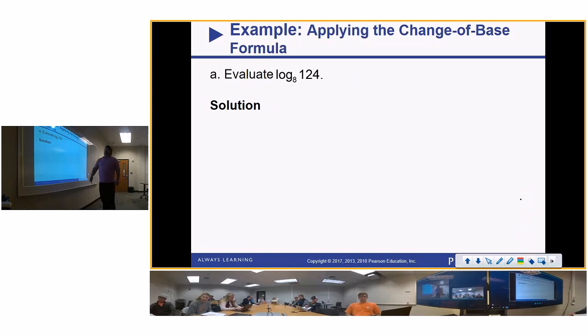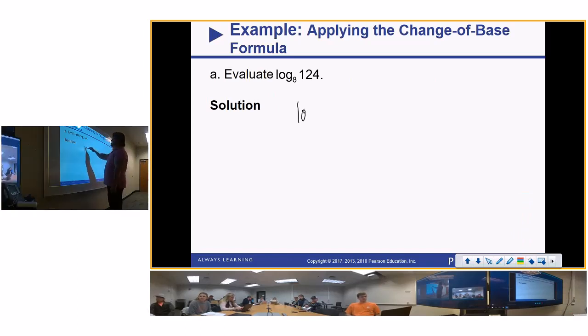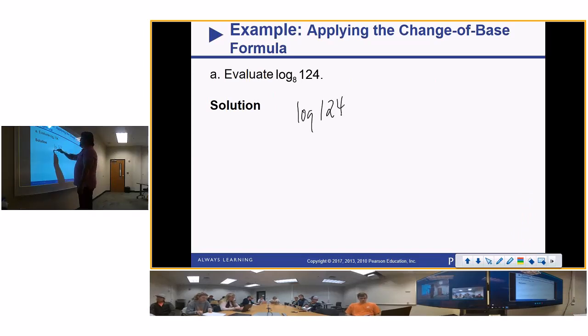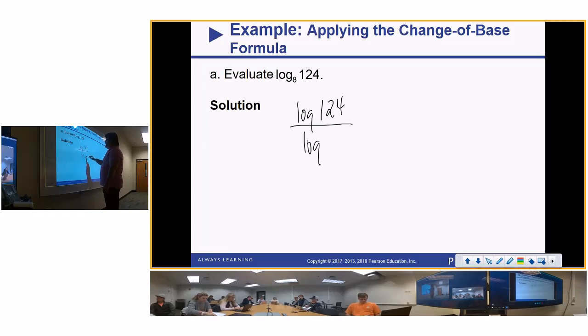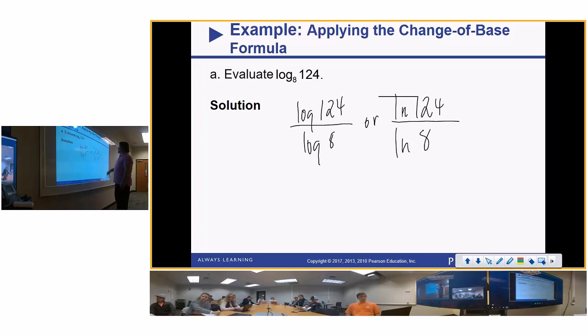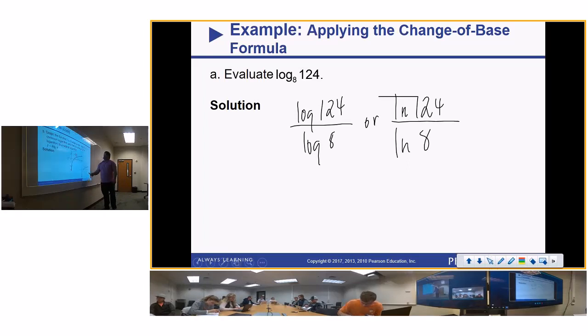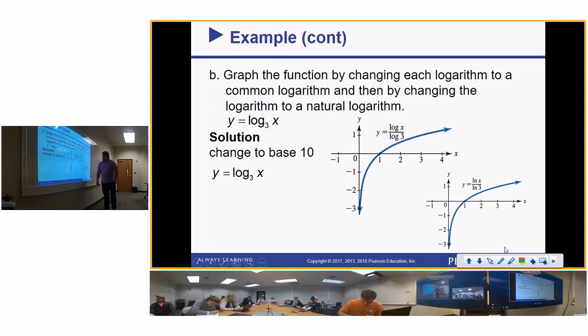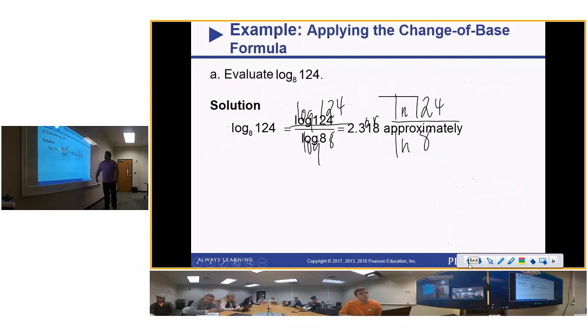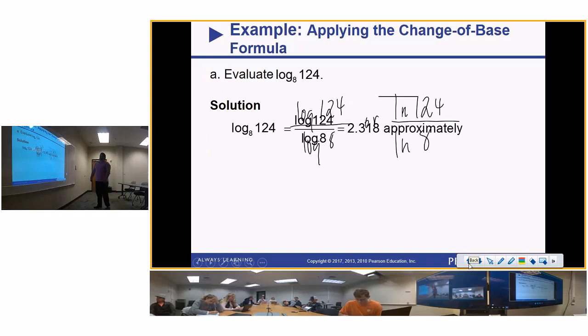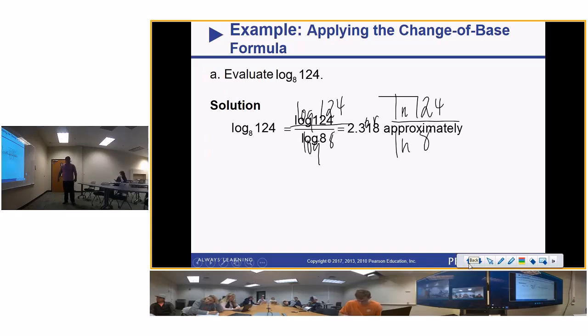Log base 8 of 124. So that's log of 124 over log of 8, or natural log of 124 over natural log of 8. And both of those will give you the same answer, which is 2.318. So check both of them, and you should get that.